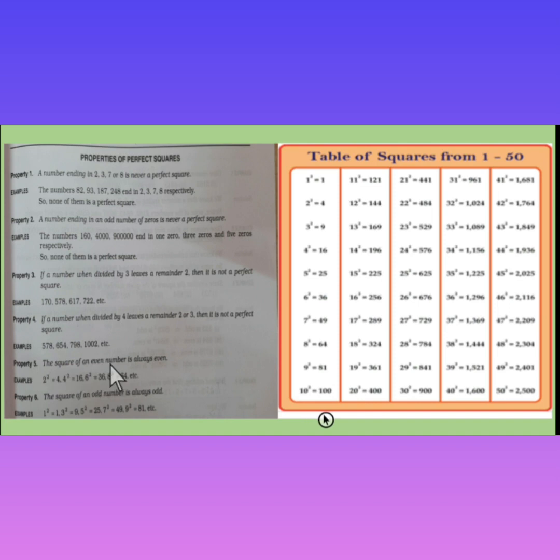Next is property 5. The square of an even number is always even. So you can see there, these numbers are even numbers, and you can see their squares are also even numbers. These are also even numbers. You can see the squares of even numbers are even numbers. And property 6 is the square of an odd number is always odd. So you can see the table, the squares of odd numbers are odd and the squares of even numbers are even.